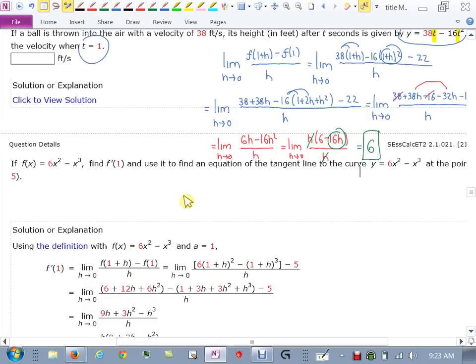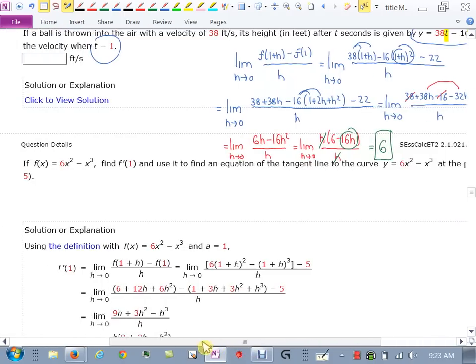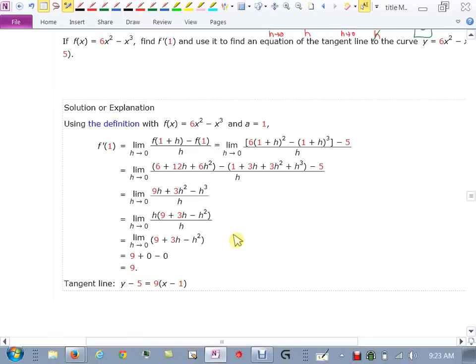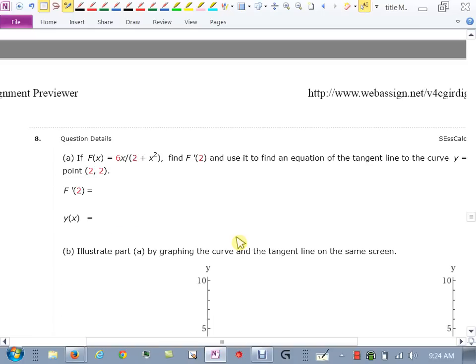All right, let's see. If f of x equals 6x squared minus x cubed, find f prime of 1 and use it to find the equation of the tangent line to the curve. So this is pretty much the same thing we've been doing. I'm not going to go through this one because we've done so many of these. And here's the answer. I'll just leave it up here for you so you can see how it's worked out. You're just finding this right here, the derivative at 1 just means slope of tangent line. So you use that formula, plug in, cancel out an h, and then you get a result. Then you create the tangent line from that. So same thing we've been doing.